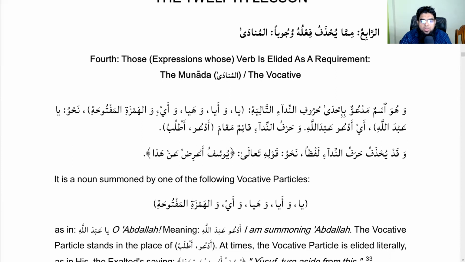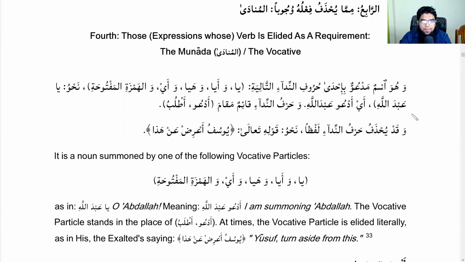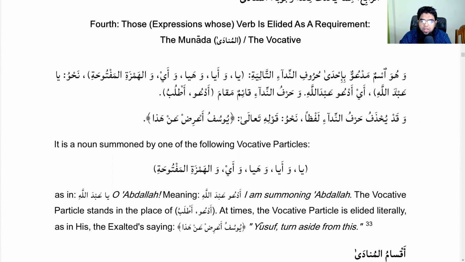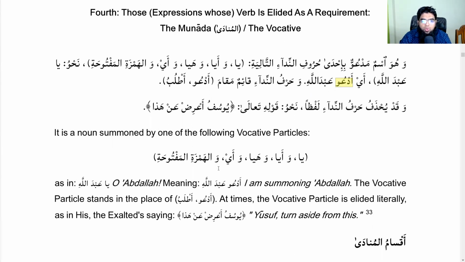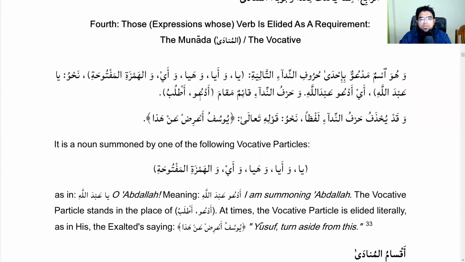Or when he's close, you can use ay or a. Ay Hamid or a Hamid. Nahw ya Abdullah. Ay ad'u Abdullah. So ya Abdullah, here it is mansoob. Why is it mansoob? He's saying it's actually ad'u Abdullah. So the verb ad'u is deleted. I call Abdullah. Ya Abdullah means I call Abdullah. وحرف النداء قائم مقام أدعو أطلب. And the harf nida is in the place of adu, or I seek him, or I call him. So here the verb is deleted. It's never said. When you say Ya Hamid, you never say ad'u Hamid. That is obviously understood.